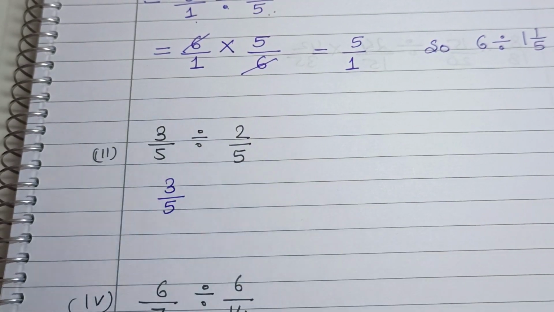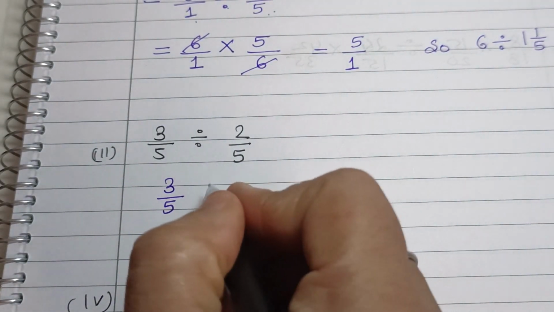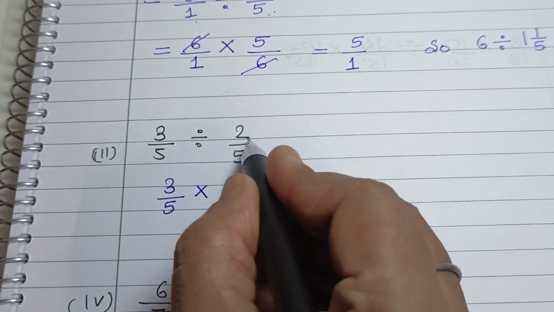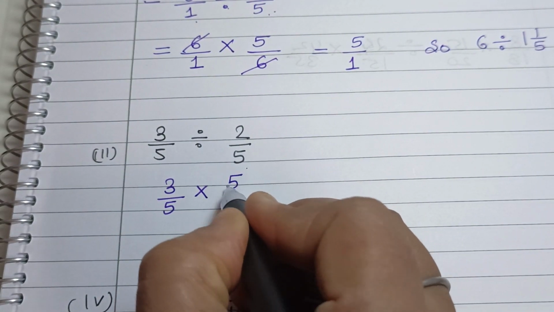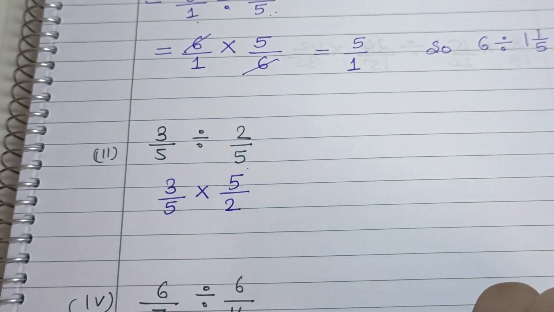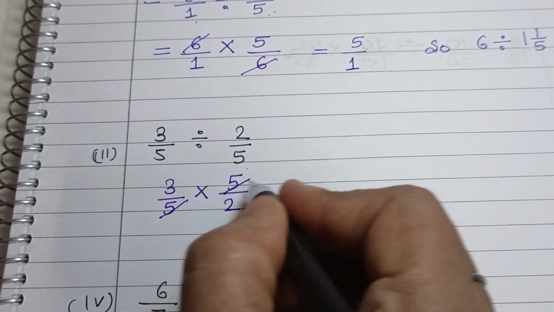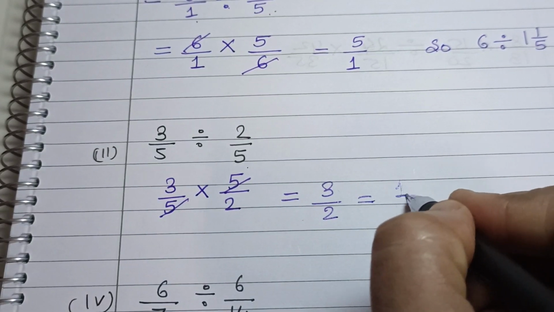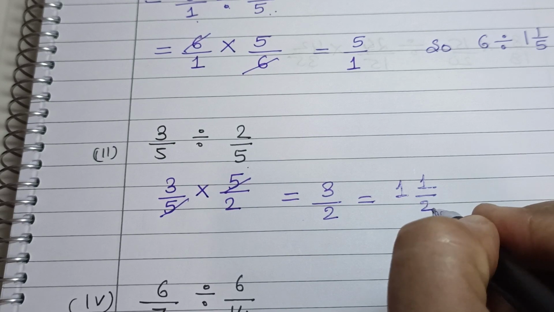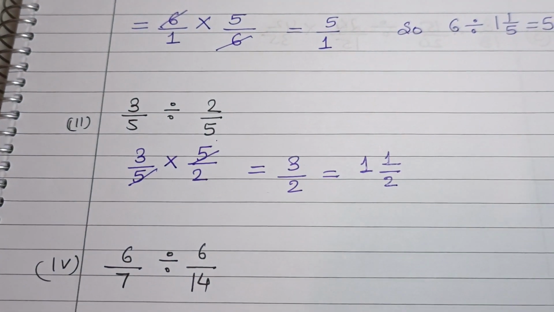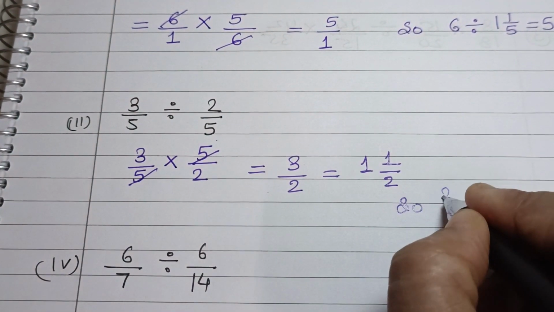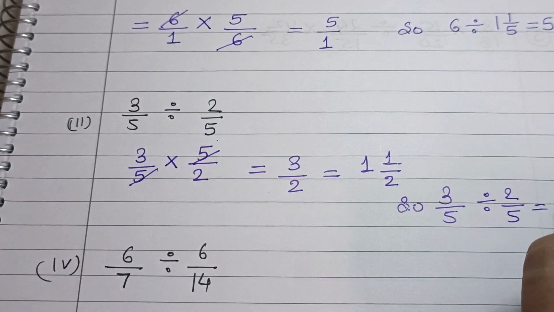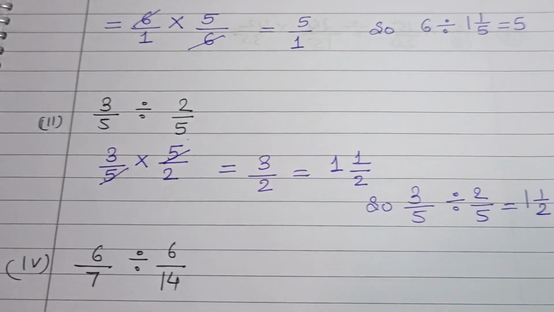This is the dividend fraction. Change the division sign into multiplication and take the multiplicative inverse of the divisor. Now 5 and 5 will cut. What is left? 3 upon 2, which is an improper fraction. Change it into a mixed fraction. This will be your answer. So 3 upon 5 divided by 2 upon 5 will be equal to 1 whole 1 by 2.